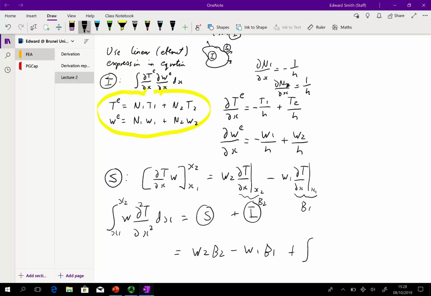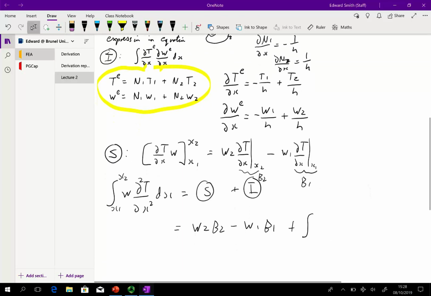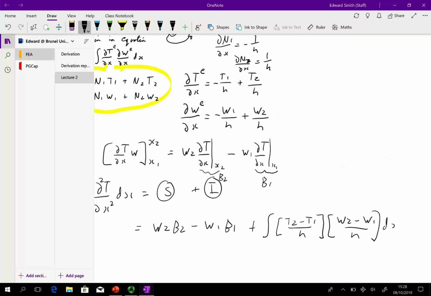So that's the integral of (T2 minus T1) over h times the integral of (W2 minus W1) over h dx. So we just substituted in our expressions here. This is just dT^e/dx, and this is dW/dx.